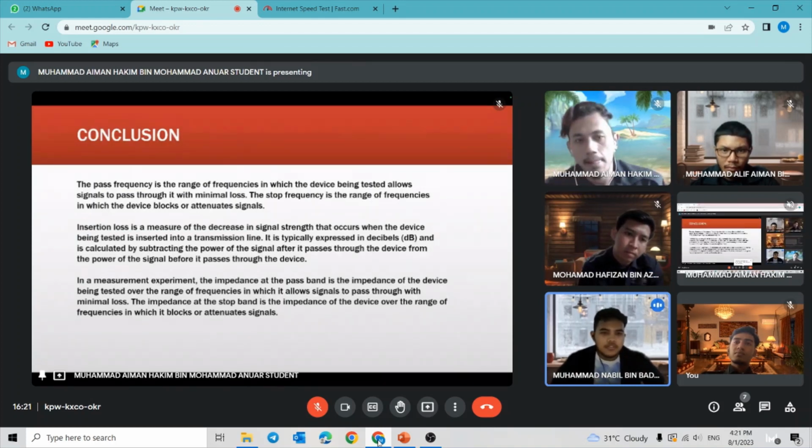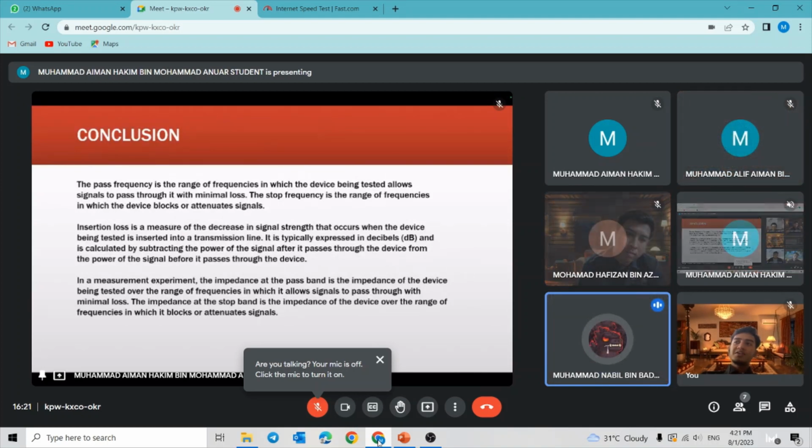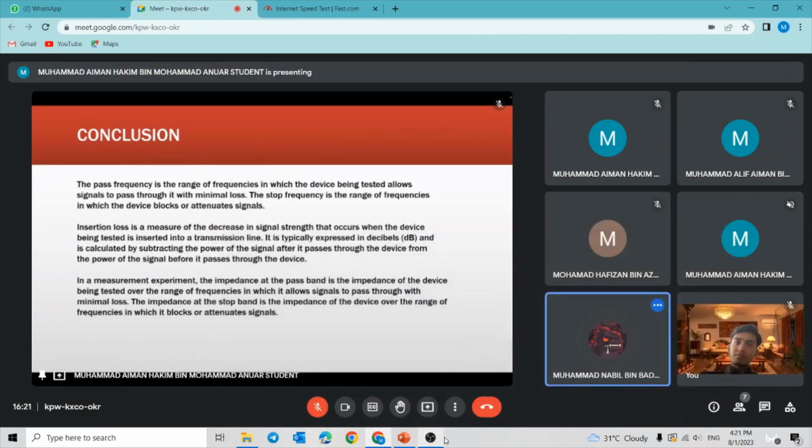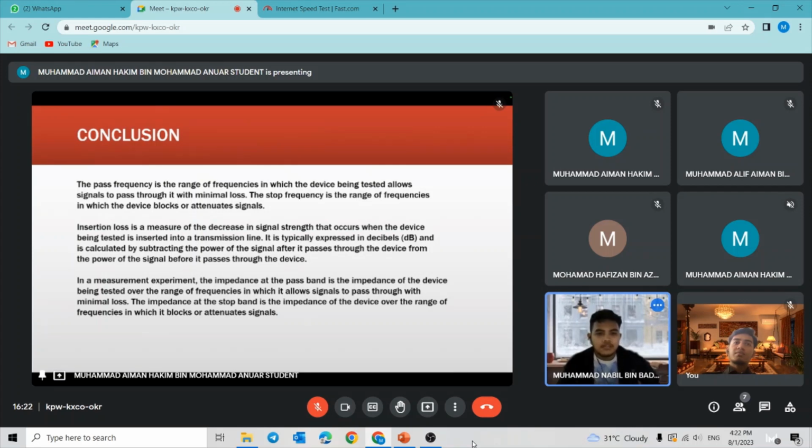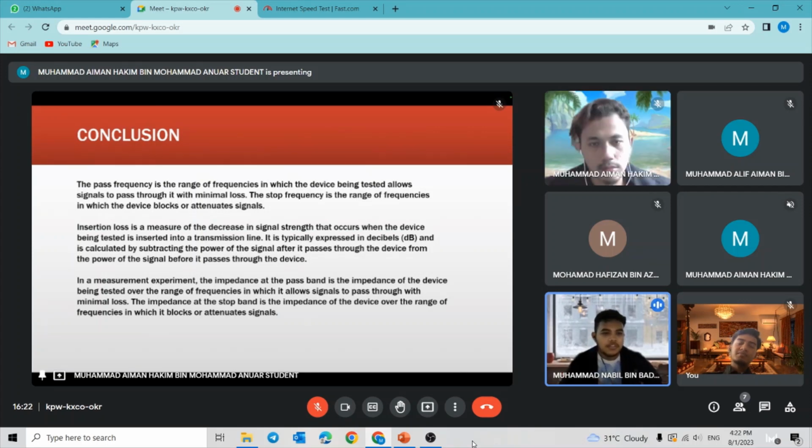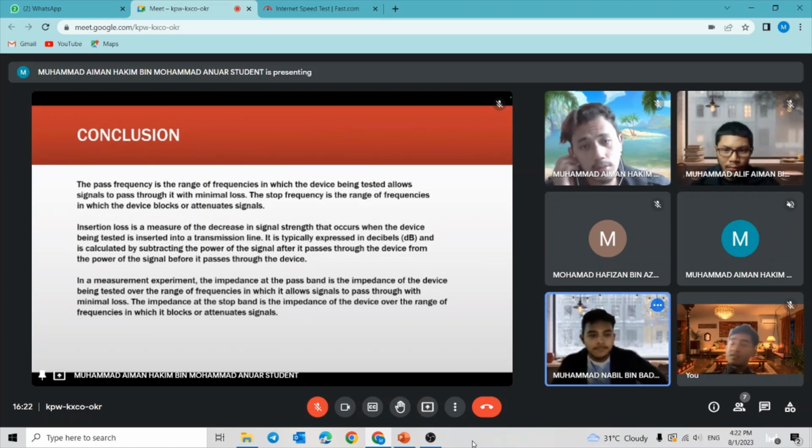The conclusion for this lab is that the pass frequency is the range of frequencies in which the device being tested allows signals to pass through it with minimal loss. The stop frequency is the range of frequencies in which the device blocks or attenuates signals. Insertion loss is a measure of the decrease in signal strength that occurs when the device being tested is inserted into a transmission line. It is typically expressed in decibels and is calculated by subtracting the power of the signal after it passed through the device from the power of the signal before it passed through the device.